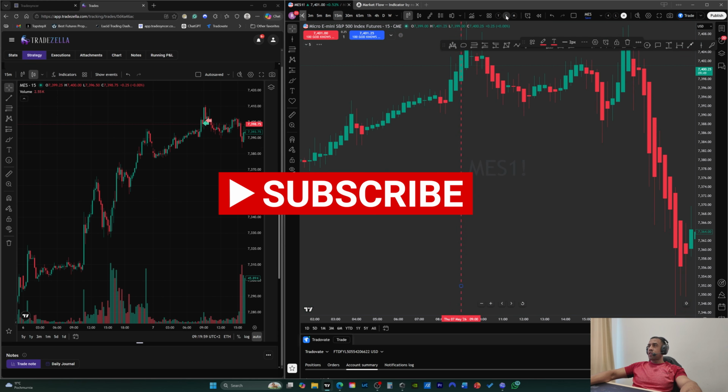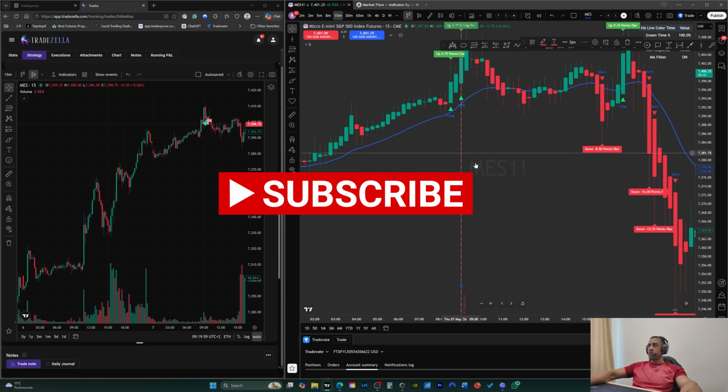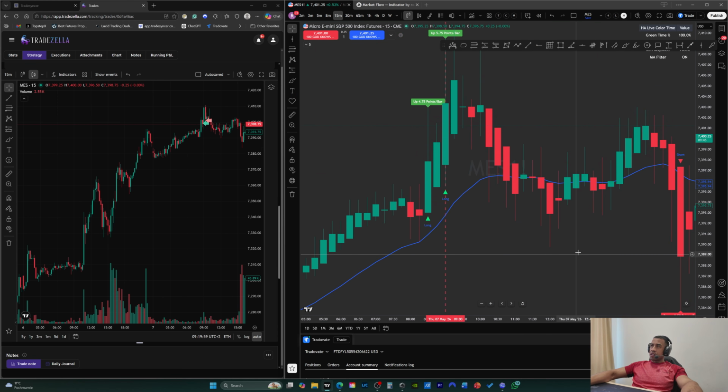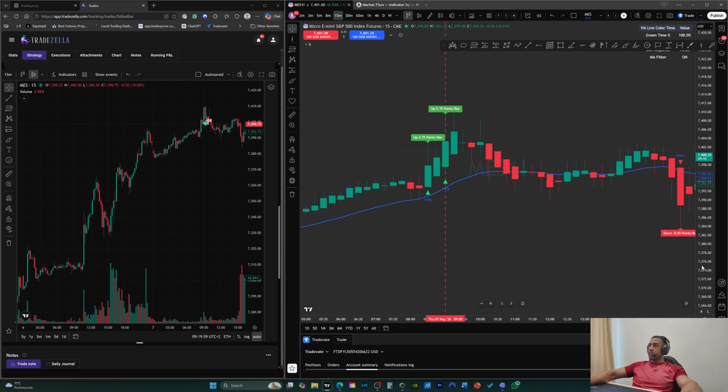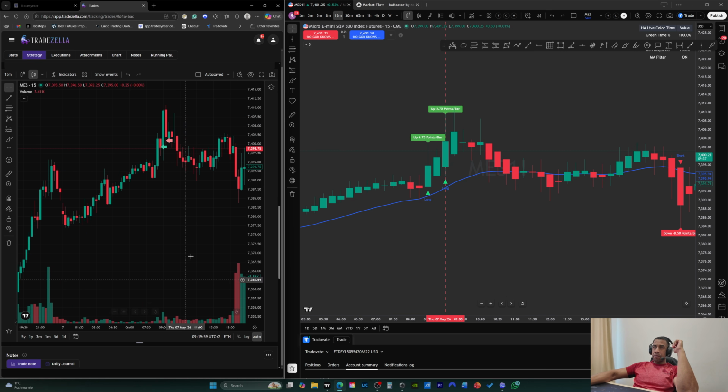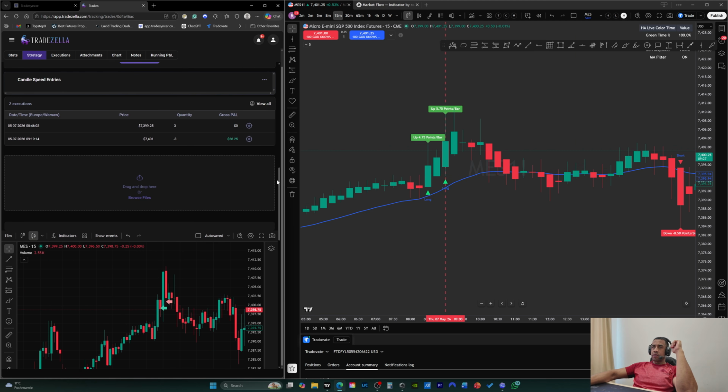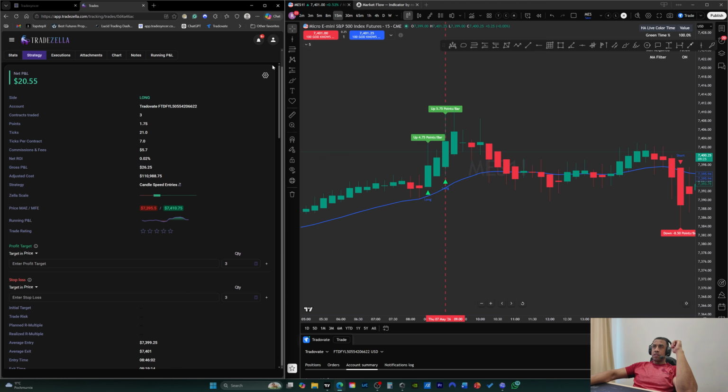Let's see the candle speed. So there it is on the Candle Speed signal. I entered over here, but then I was up for a little while, and then it went back against me, and I got out on this candle right here. That's why I closed it, because I was actually up in this trade.